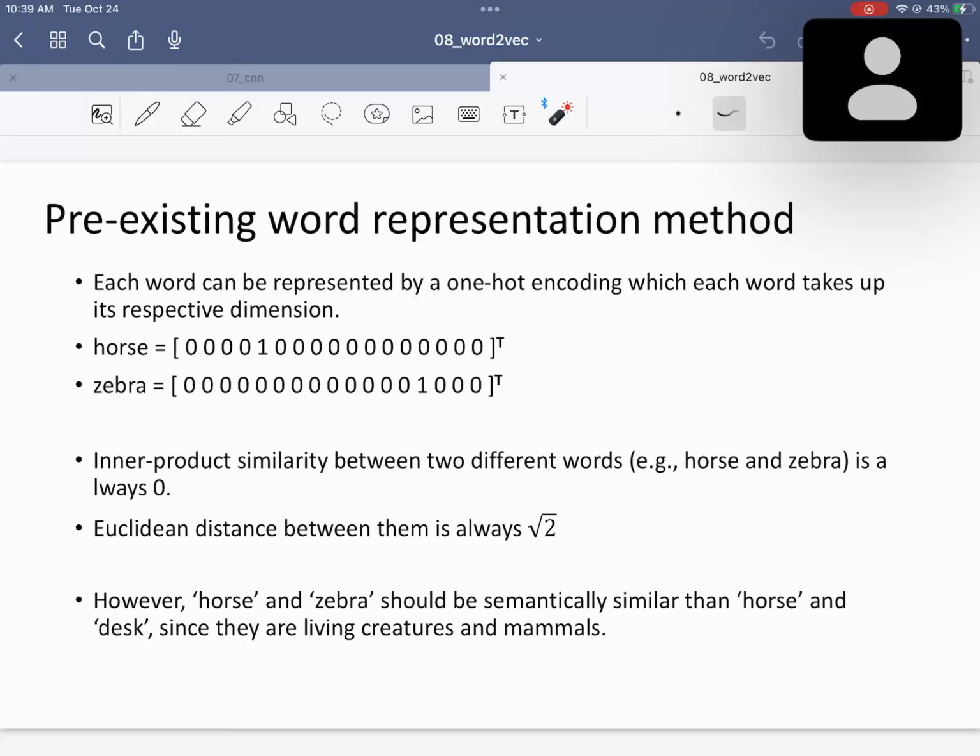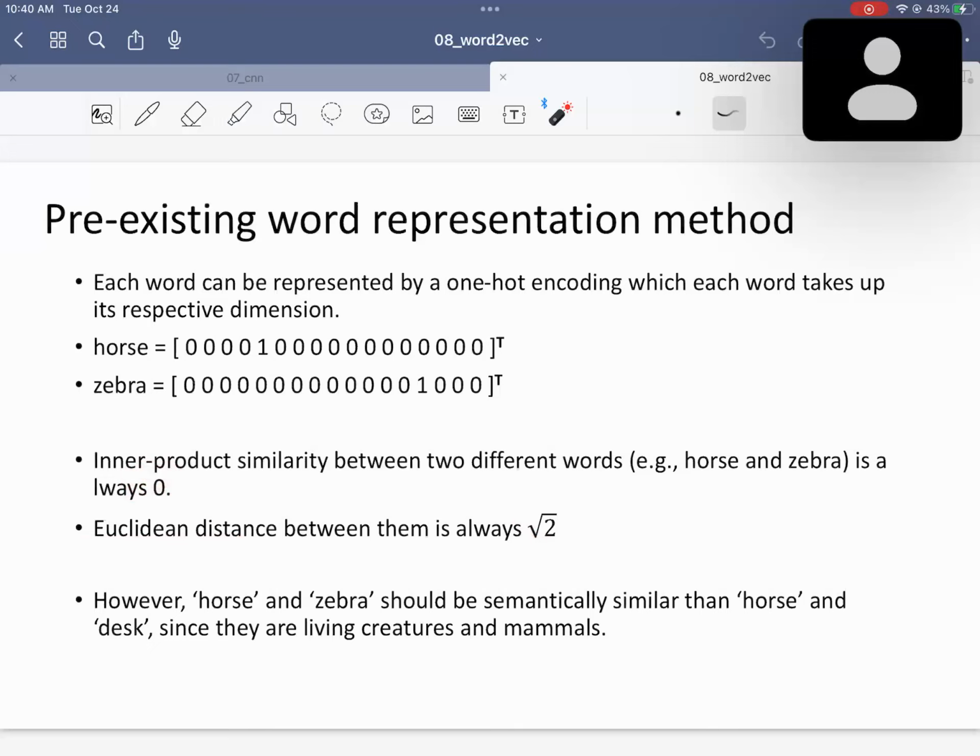But the problem is, if we use one hot embedding, then no matter which word we try to pair up, their inner product will always be 0, because it's a one hot embedding, right? You guys know what inner product is, right? If you multiply them and then sum them up, then it'll all be 0. So it doesn't matter if it's horse and zebra, horse and cat, horse and dog, or person. It doesn't matter, because everything is one hot encoded. So their inner product similarity will always be 0. Euclidean distance will always be square root of 2.